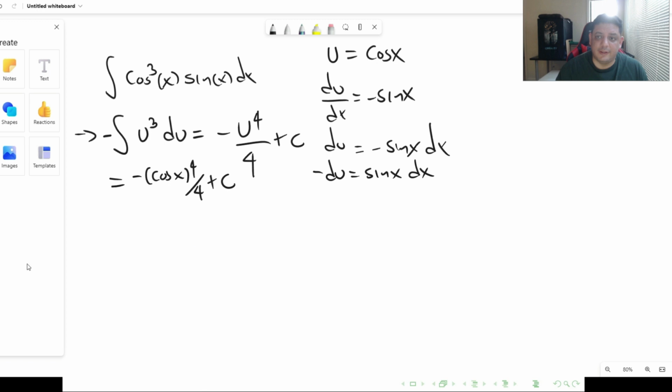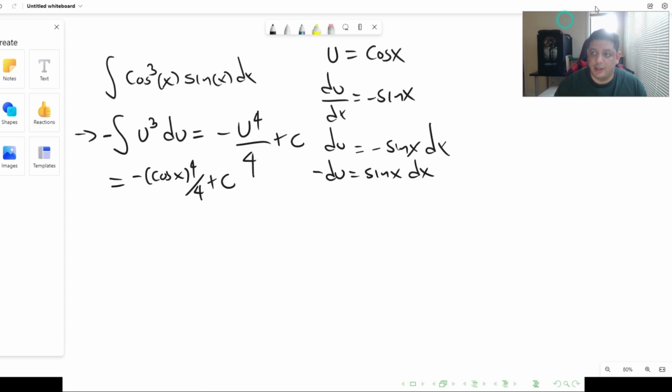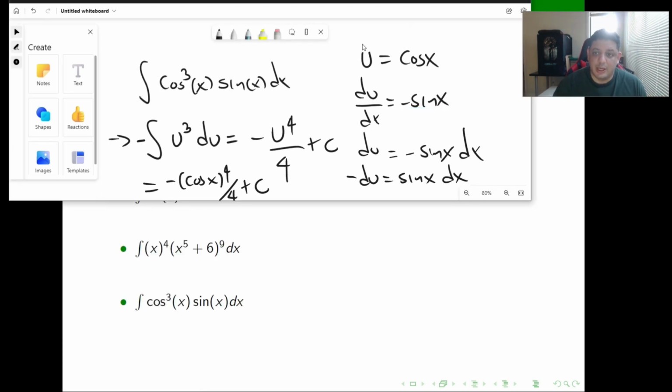All right, so this is the main idea of the substitution. In part 2, we'll see some more examples of how to deal with more advanced substitutions.